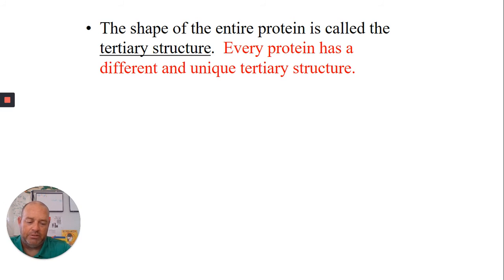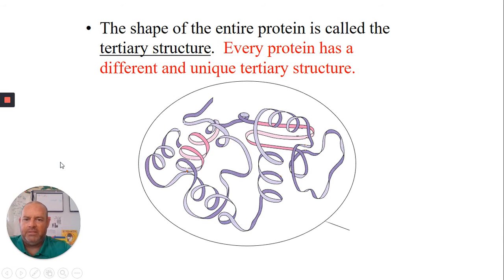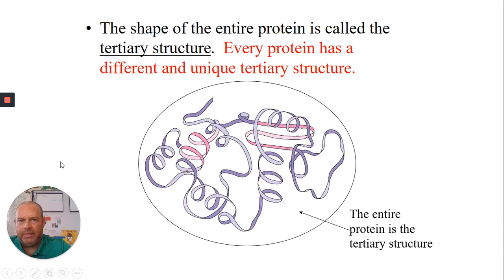The tertiary structure, tertiary being another word for like third, okay, is the overall structure, right? The shape of the entire protein. And they all are different, okay? All these proteins are different. But basically, the whole thing, the whole shape of the protein is the tertiary structure.